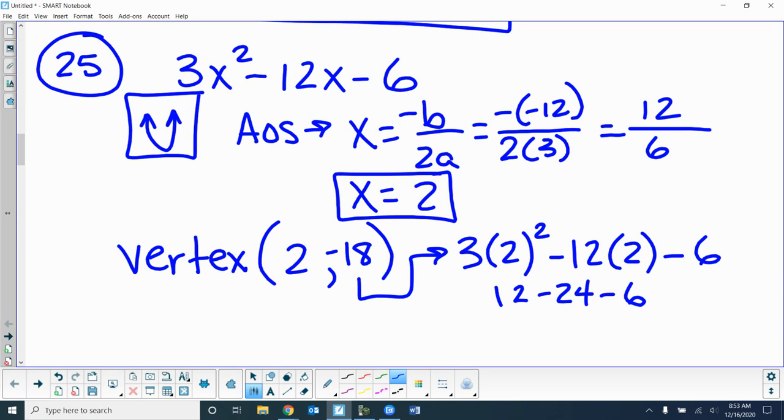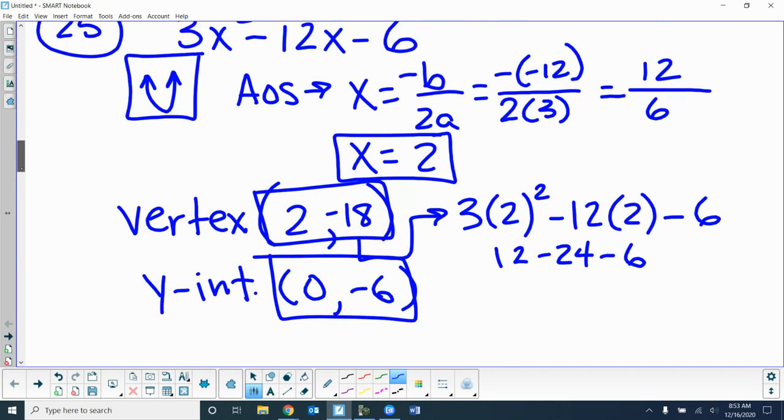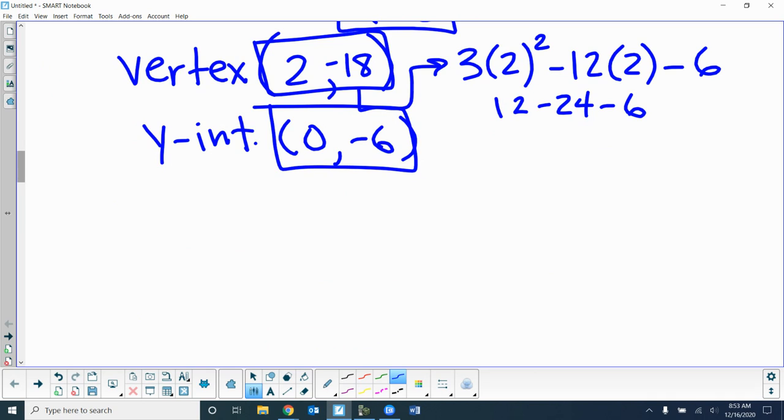And then what is the y-intercept? Negative 6, right? It's the c value. Right, so that was stuff on the last test, right? Chapter 5 stuff. Ooh, word problem. Chapter 4 stuff.